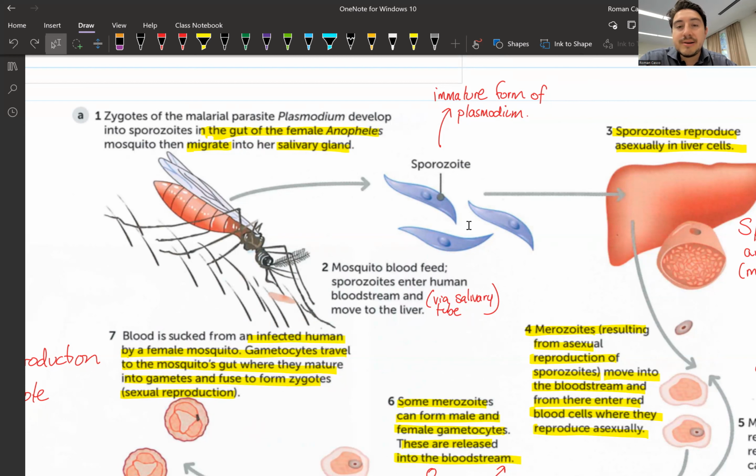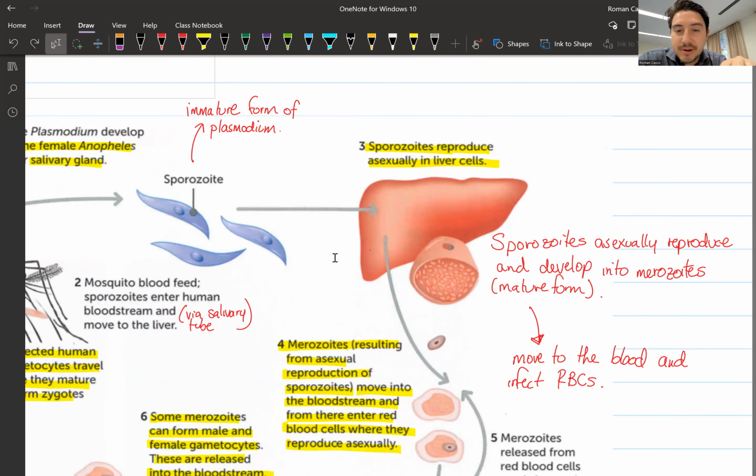So number 2, as the mosquito comes in and bites the poor soul here, it delivers the sporozoites into the bloodstream, basically via the salivary tube. The sporozoites come in, and that's how we get infected. Now, the sporozoites don't just go throughout the entire body. They need a particular tissue in which they can continue growing, which is the liver. So from the mosquito, now we're in the human, and we're in the liver.